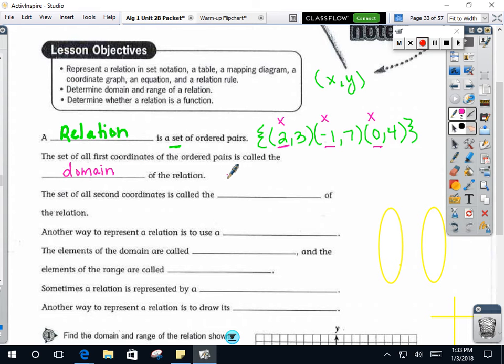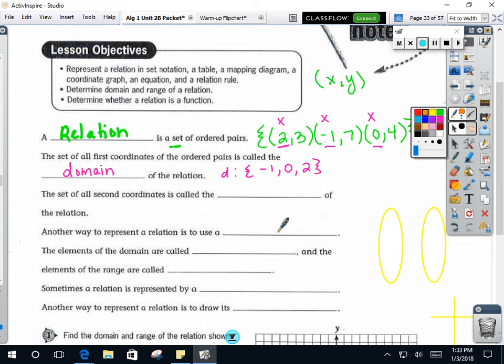Now, when you're asked to write out the domain, you write it in braces, just like we put for the set of ordered pairs, but you have to list your numbers in order from least to greatest. So what's the smallest x value we have? And then the next smallest? And then the largest? 2. So that's the domain of that set that I made up. The domain is just the set of all x values. And when you write it down, you list it least to greatest.